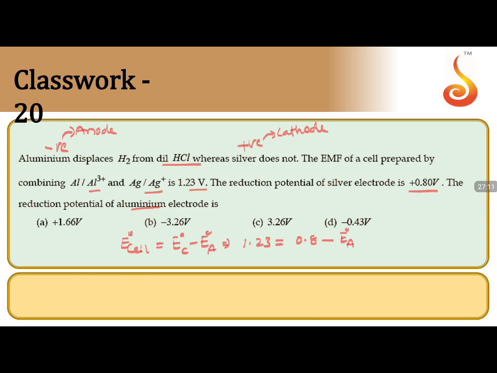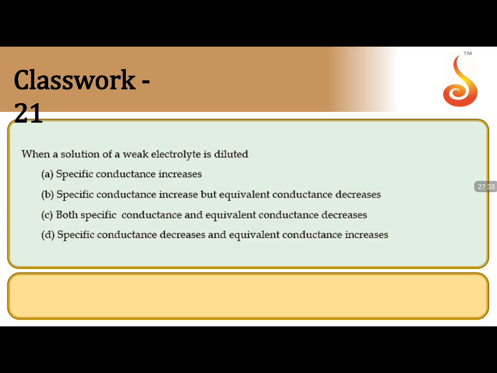We don't know aluminum. So from this, if you want to get E naught of aluminum, this will be equal to 0.8 minus 1.23. So a negative value is going to be your answer. How much will this be? Approximately 0.43. So the option should be option D. That's correct, option D is our answer. Very easy questions, just focus on the hint given in the question and you can answer very easily.